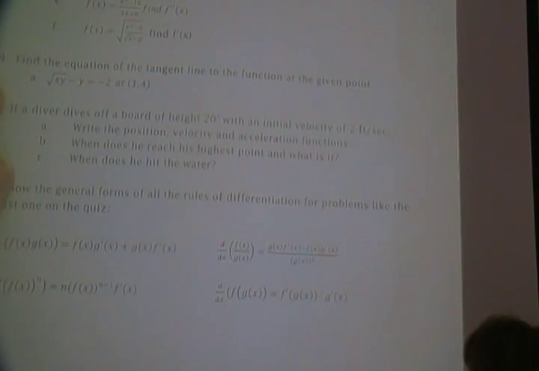All right, so moving on to section 4. Section 4 said, find the equation of the tangent line to the function at the given point.